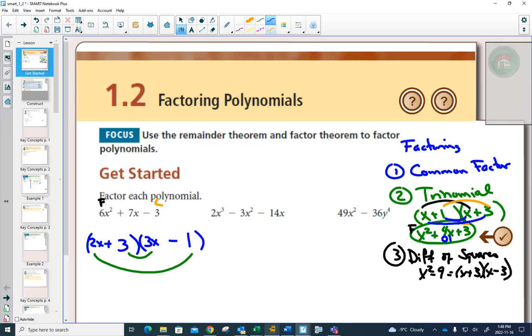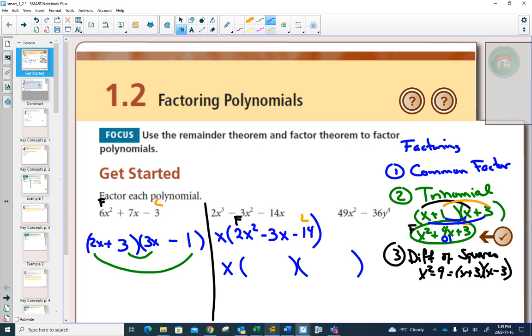Second question, is there something in common in all of them? Yes. This time, there's an x. So, I can factor that x out, leaving me with 2x squared minus 3x minus 14. Now inside the brackets, I have a trinomial. So I can think of this is my first one, and this is my last one. And maybe it'll factor.